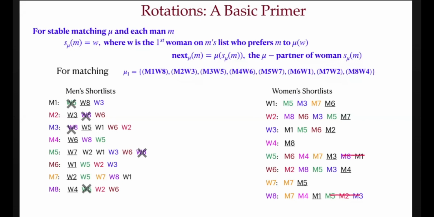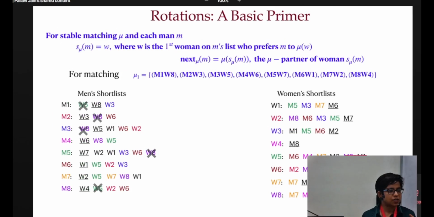All right, so in the previous slides you saw we were talking about the man optimal matching, and the example that I was using, this matching mu0, which was the man optimal stable matching. Now I'm going to start with another matching. It's also a stable matching, but it's not the man optimal stable matching. And I'm going to define this object called rotation with respect to this.